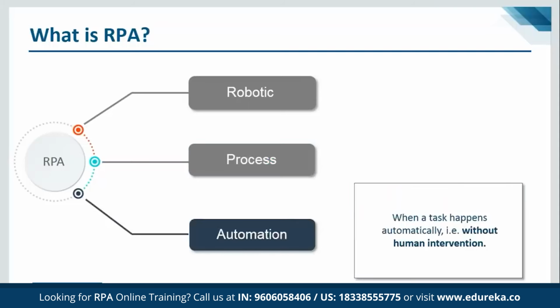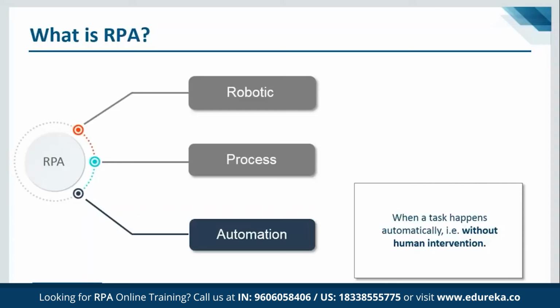Then comes the term automation. Automation basically means when a task happens automatically without human intervention. Whenever a task happens without any human intervention, it becomes automation. Now, if you take the words robotic process automation, it means mimicking human actions to do a process without human intervention. This is the meaning of RPA. This is the definition of RPA.